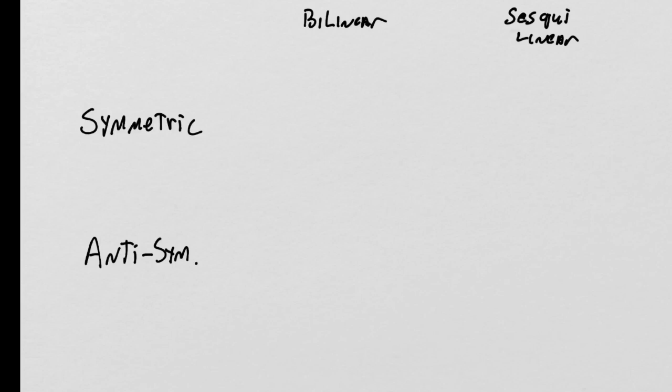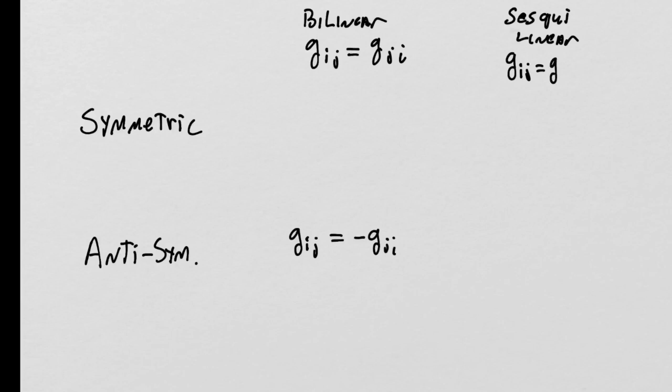Anyway, the implication here is if you have a bilinear metric, you're dealing with Gij, the metric element, equals Gji, right? It's just a straight up symmetric metric. Anti-symmetric, you're dealing with a metric that has Gij, the metric element, equals minus Gji. And for sesquilinear, you have Gij equals Gji, but with the complex conjugation.